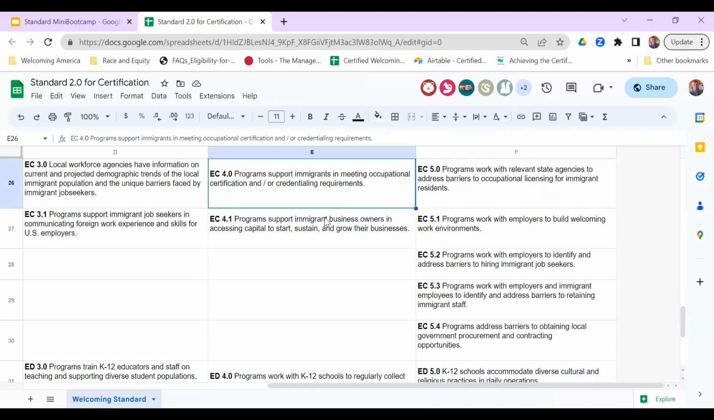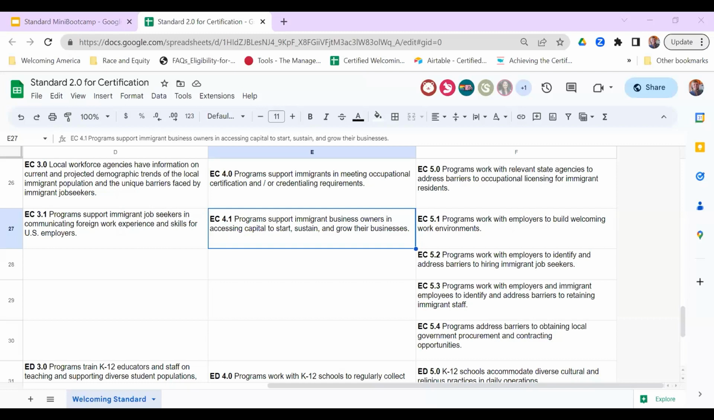I'm going to move on to 4-star, which is around supporting immigrants in meeting occupational certification and or credentialing requirements. Again, this is typically or often met through a community college. We'd also be thinking about maybe some contextualized English classes or other programs that follow good practice. And then here in 4.1, very similar to that 1.1, but now we're really thinking about access to capital. So programs support immigrant business owners in accessing capital to start, support, or sustain their business.